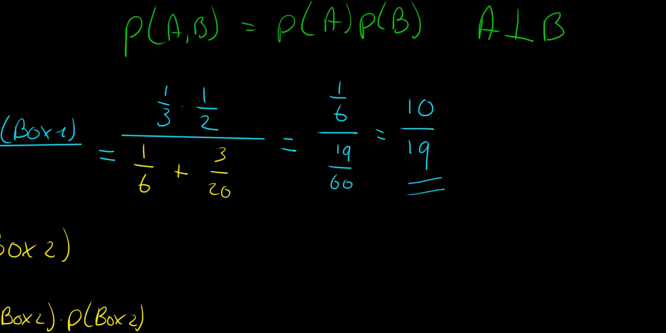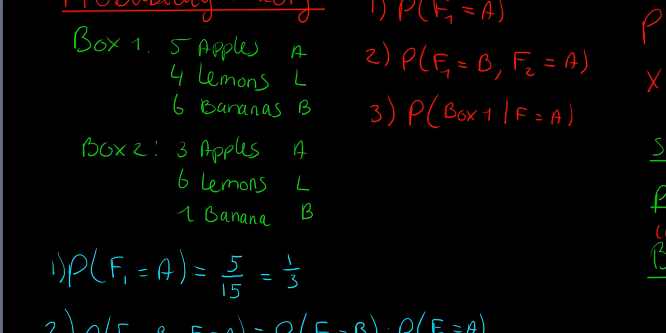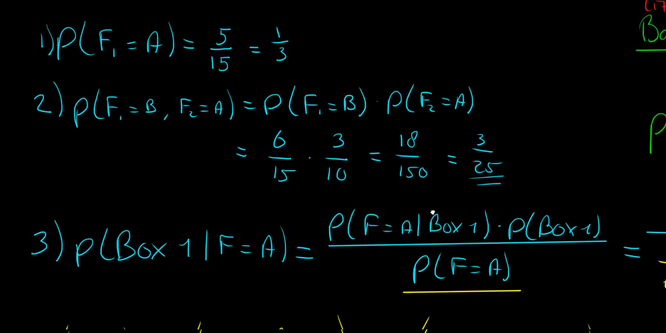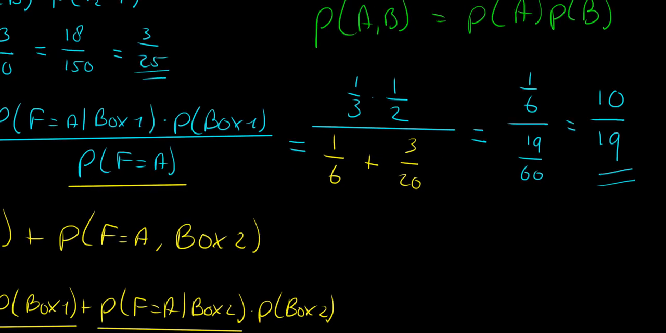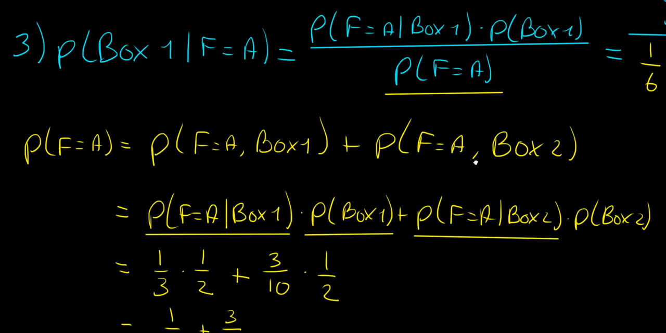because it's more than a half. And that is because there are more apples. In the first box, there are 5 apples. And in the second box, there are only 3 apples. So the probability is higher that we have chosen box 1. The question was, what was that probability? And now we have calculated it. And those are the fundamentals of probability theory.